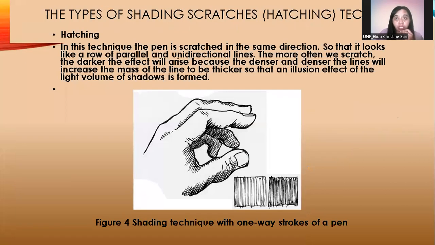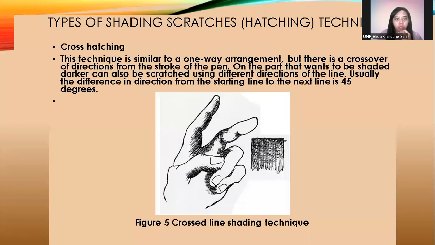Now we move to the types of shading or hatching techniques. This one is directional. The more often we spread, the darker the effect will be, because the denser the lines, the thicker they become, creating the illusion of light, volume, and shadow. This example shows a hatching technique with one-way strokes of the pen.